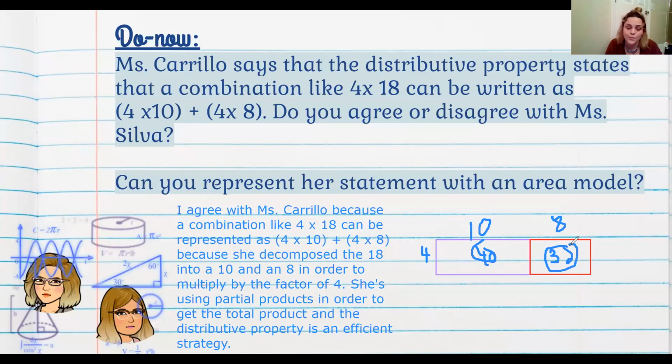So now I have to add my 2 products together. 40 plus 32, that's going to give me 72. Give me a second while I fix that 72. Okay, and so our total product is 72. Therefore, 4 times 18 equals 72.